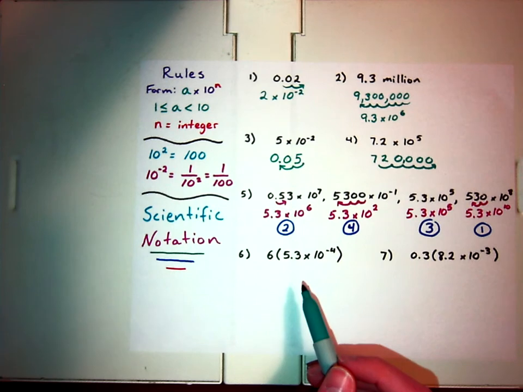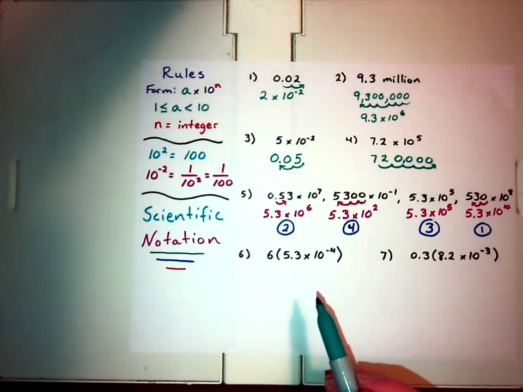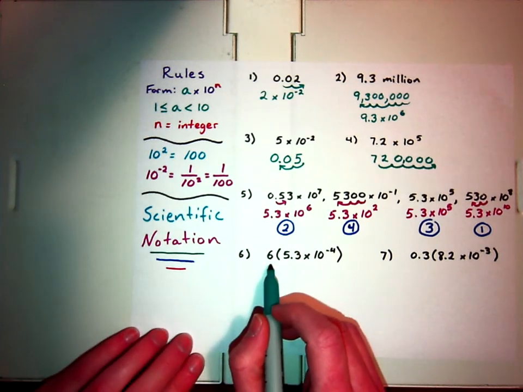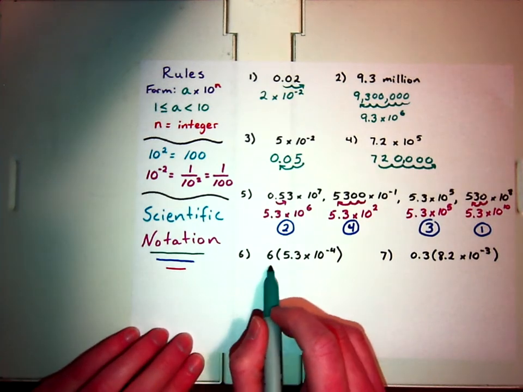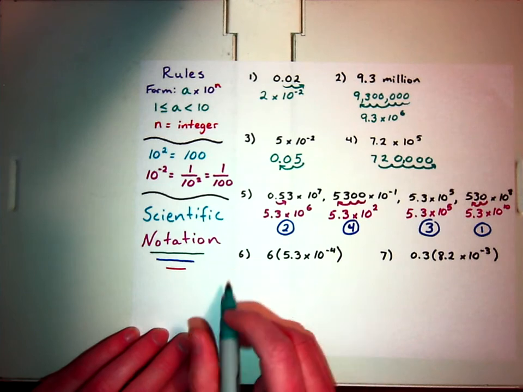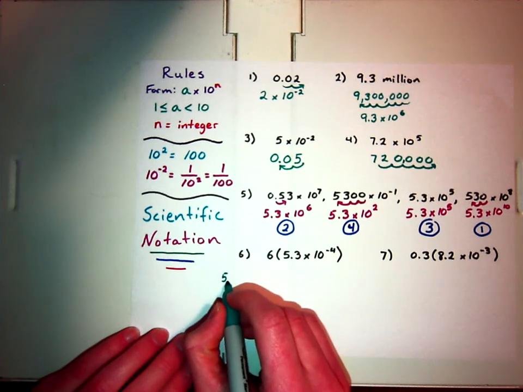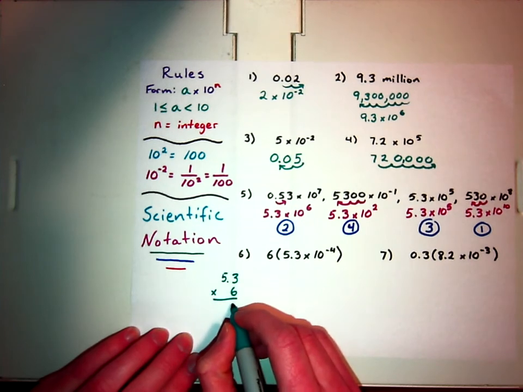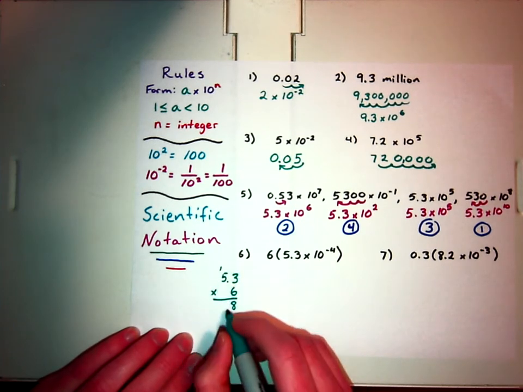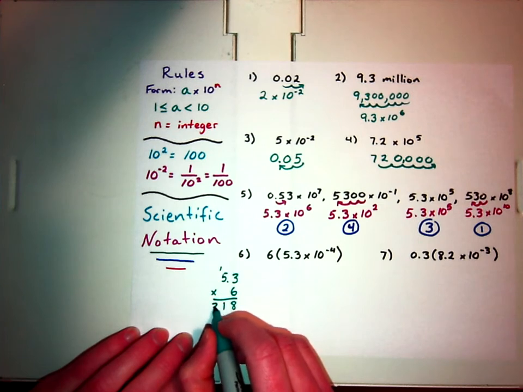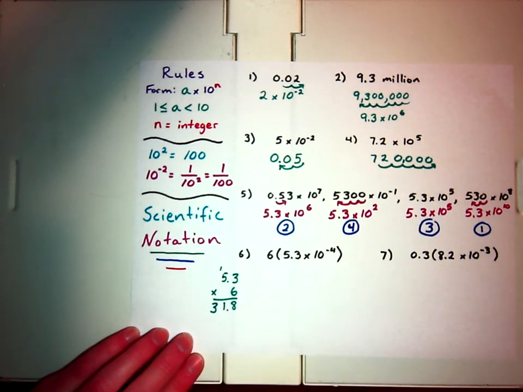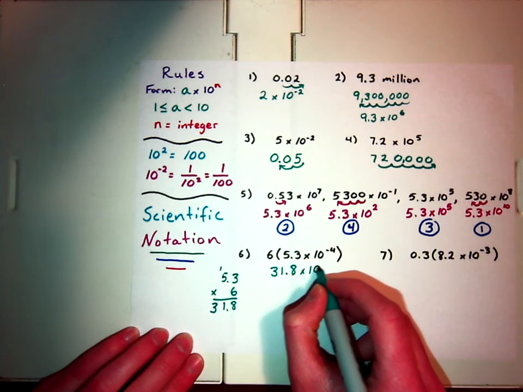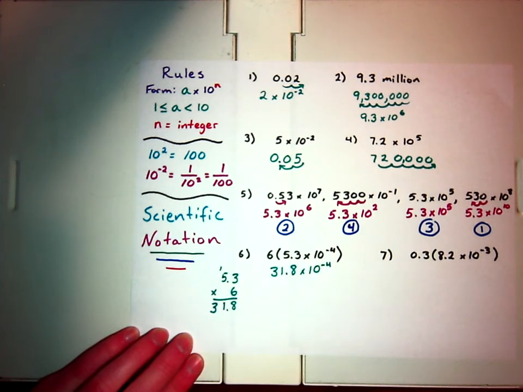So rather than turning this into standard notation and then multiplying it and then turning it into scientific notation, I'm going to save a step and simply multiply 5.3 and 6. Well, we can multiply that out. 5.3 times 6. We get 8, carry the 1, 1 and 30. There's one decimal place value. So I get the value 31.8 times 10 to the 4th. And I'm done. Well, not quite.